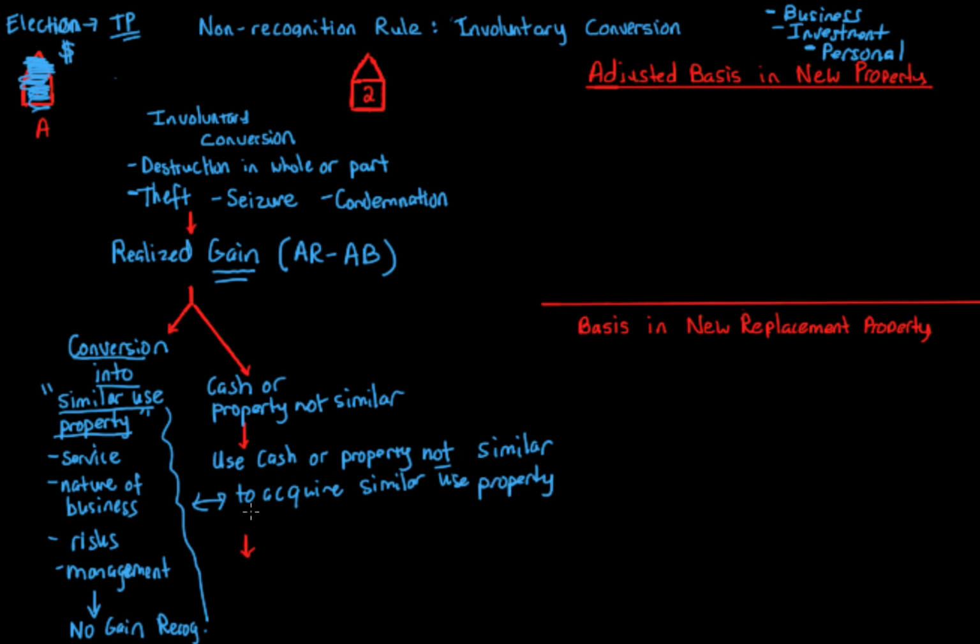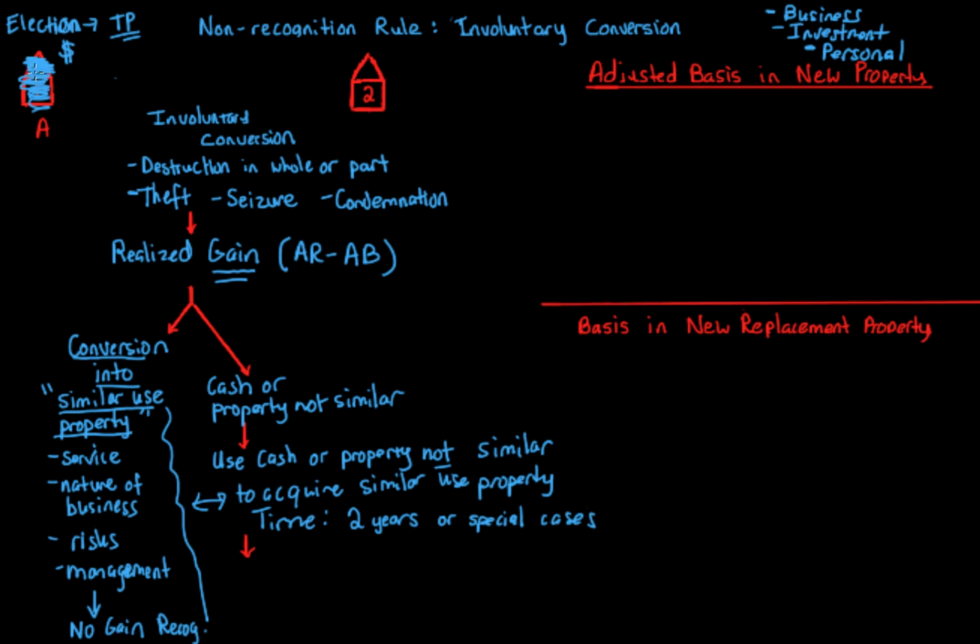The question becomes timing. When do you actually take that cash or property that's not similar and you acquire the property that is similar? So the general rule is 2 years, but there's some special provisions that allow 3 or more years, meaning you have up to 2 years to use that cash or property not similar to acquire. 2 years or special cases, we'll just say. But the general rule is 2 years.